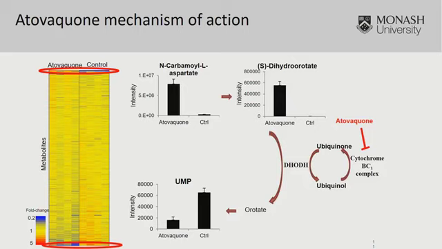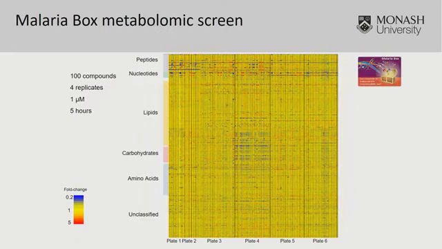So even from an unbiased point of view, just looking at the data, you can immediately see this compound acts in this pathway. Okay, it's not a direct inhibitor of DHODH. We rely on other people's work to confirm that. But it certainly points you in the right direction. There we go. So when we put in the screen, this is what it looks like.